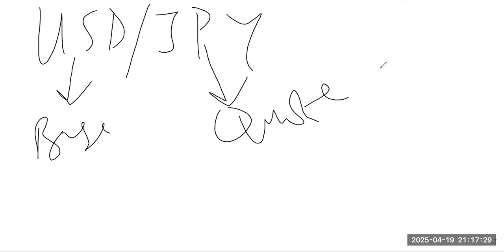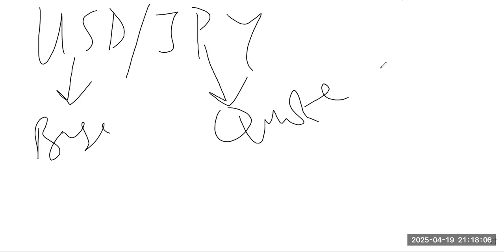Whenever you have a pair that has JPY as its quote currency, you always calculate the pip movement from the second decimal place. The third decimal place is the pipette, and I told you the pipette is not important. You just take the pips. That's what we are interested in. Just the pips movement.